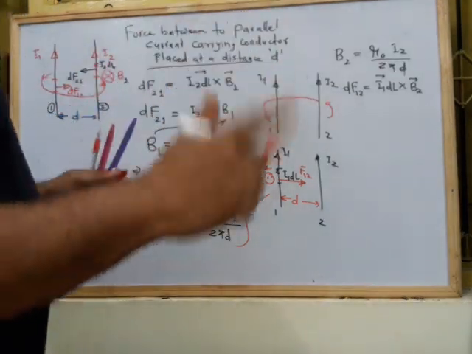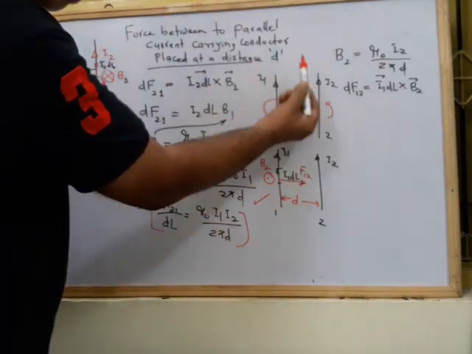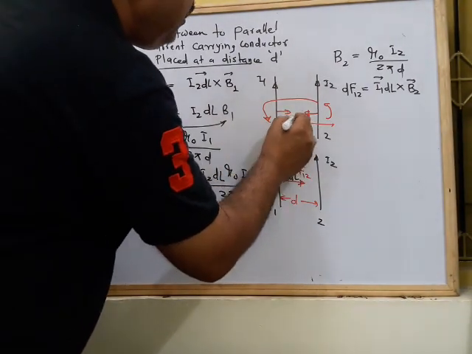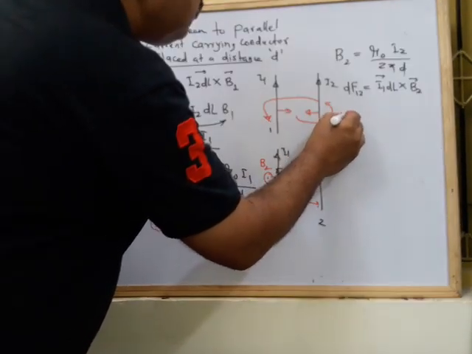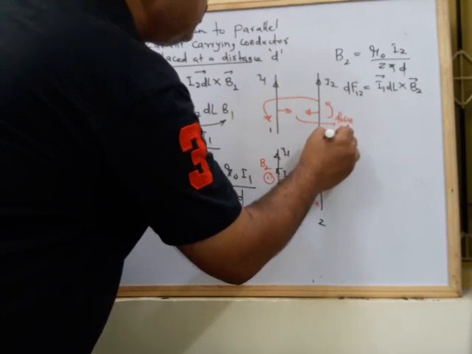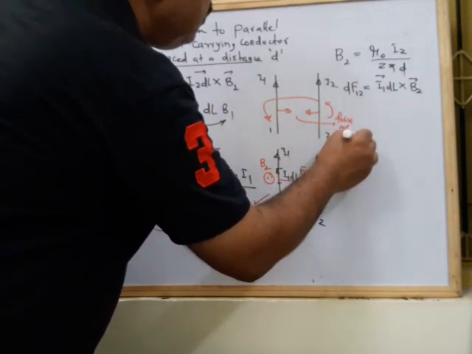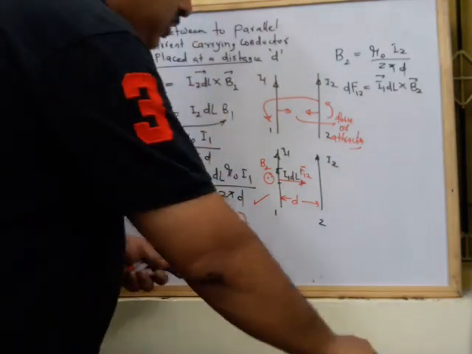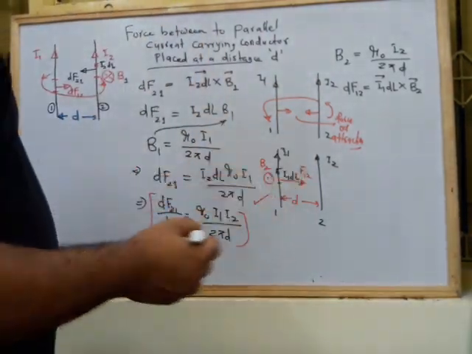Okay, so remember, when the current is flowing in the same direction, there is always a force of attraction. Okay, when the wire is carrying current in the same direction, there exists a force of attraction.